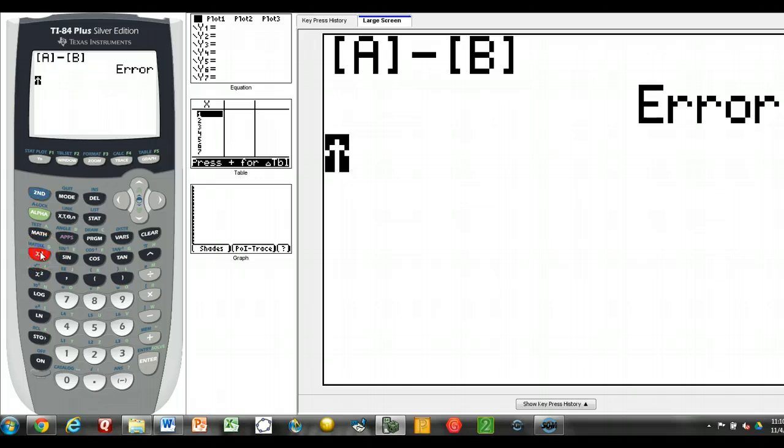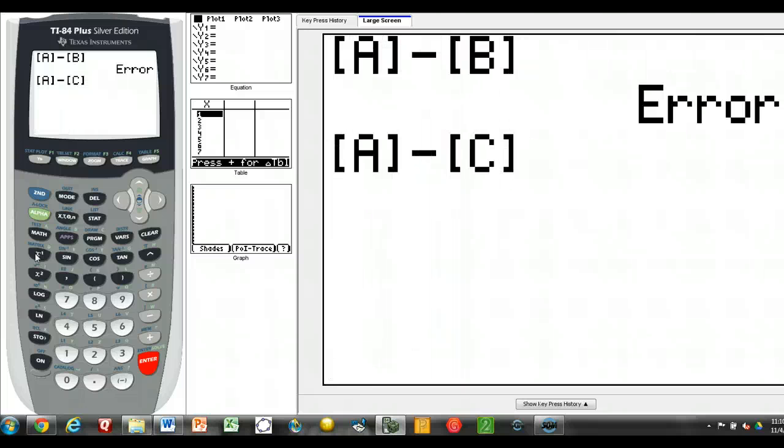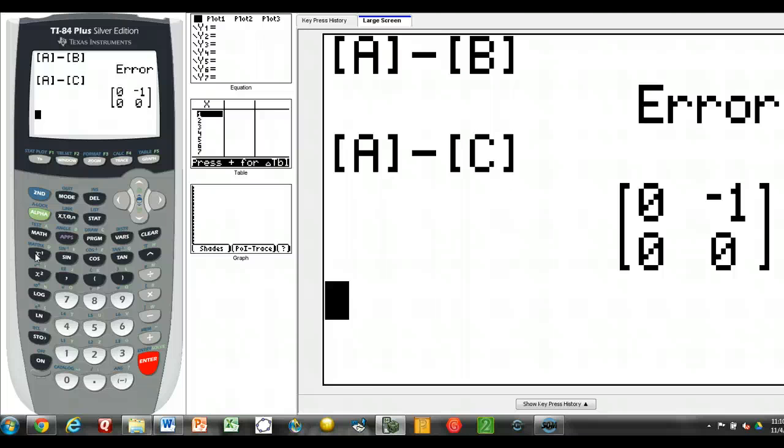So second matrix. So A minus matrix C. And hit enter. So this matrix right here represents the difference between matrix A and matrix C. Matrix A was a 2 by 2, matrix C was a 2 by 2. So again, we just subtract corresponding elements. The upper left is subtracted from the upper left, bottom right is subtracted from the bottom right.